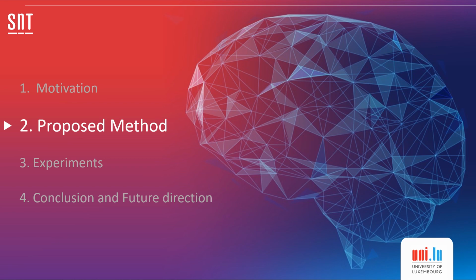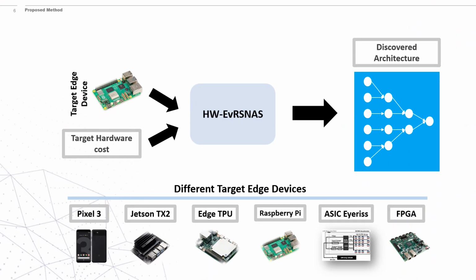Now I will provide more details of our proposed method. Our proposed method takes 2 inputs, target edge device and the target hardware cost constraint for that edge device. The output of the method is the architecture that gives the maximal representation similarity metric under the target hardware cost constraint for that target edge device. We perform the architecture search for 6 different edge devices, which will be presented in the experiment section.